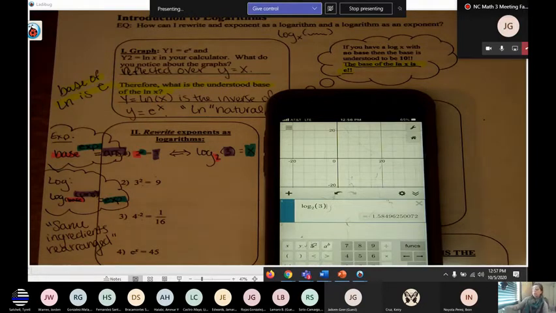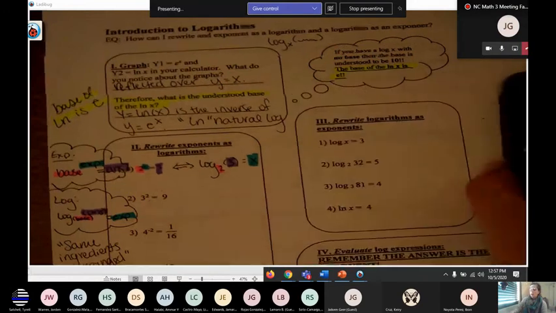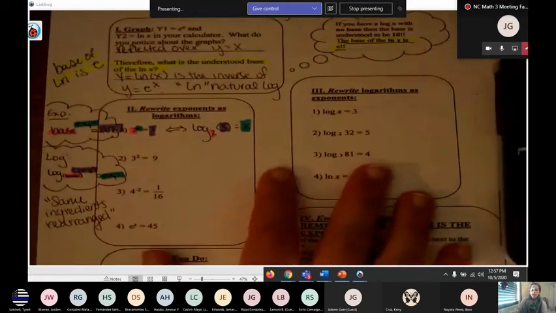Okay, if there are no questions, then we're going to go ahead and start on number 2, and I'm going to start calling on you guys to help me out since I've modeled one for you.